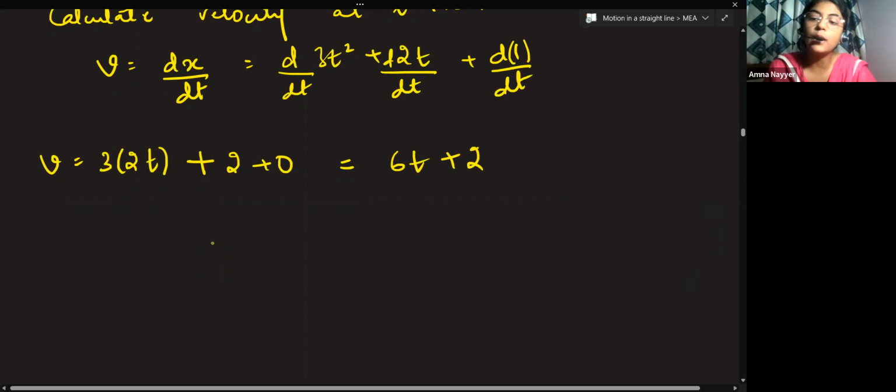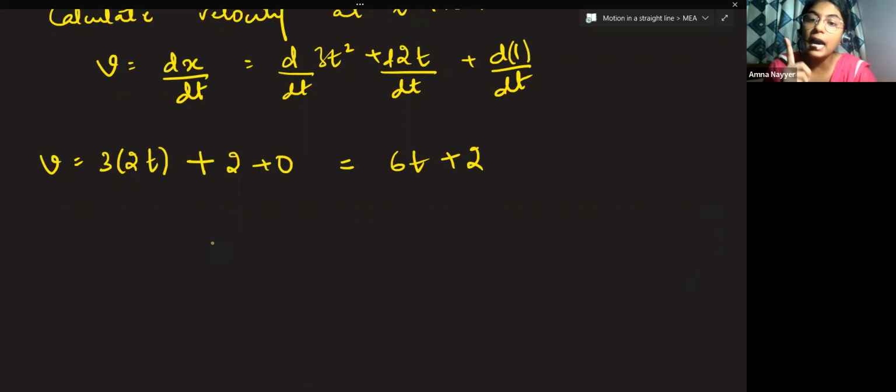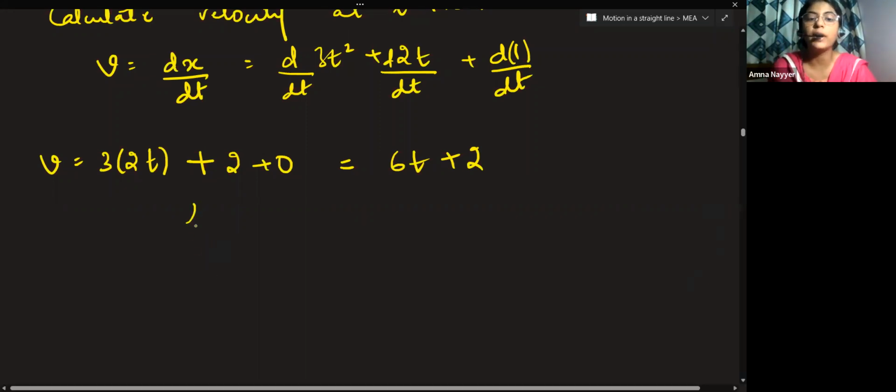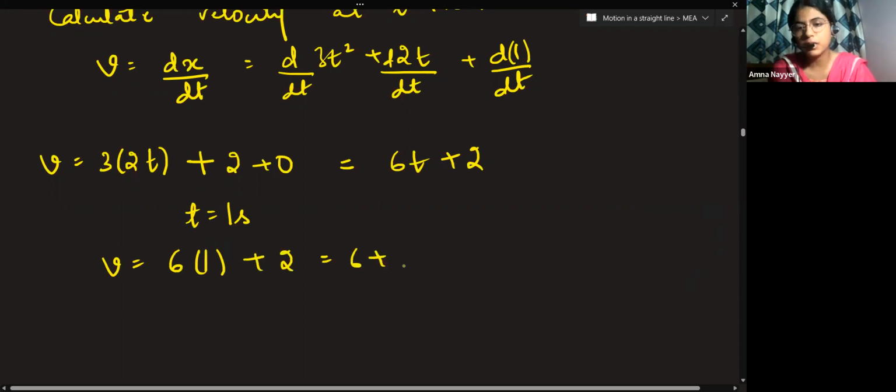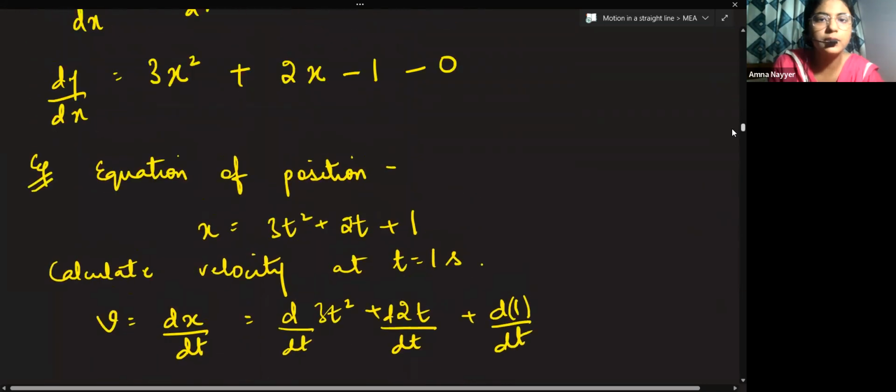Now, what was the question? It asked you to calculate the velocity at t is equal to 1 second. Exactly at t is equal to 1 second, you have to find the velocity. So put t is equal to 1 second in the equation. V will be 6 multiplied by 1 plus 2, which gives 6 plus 2, which is 8 meter per second. That's how we'll be utilizing it throughout. All right, so note down this example.